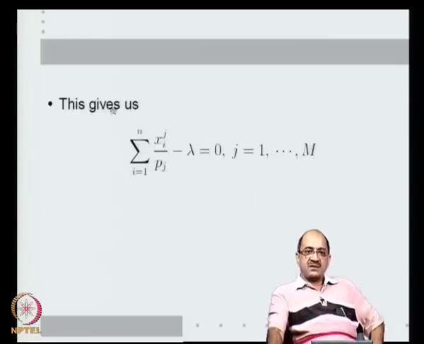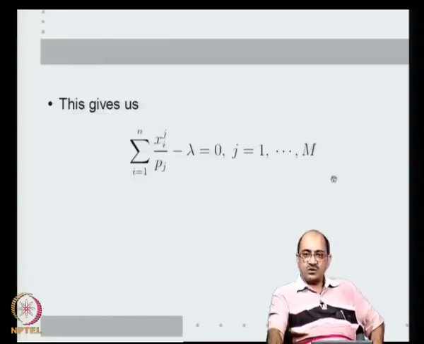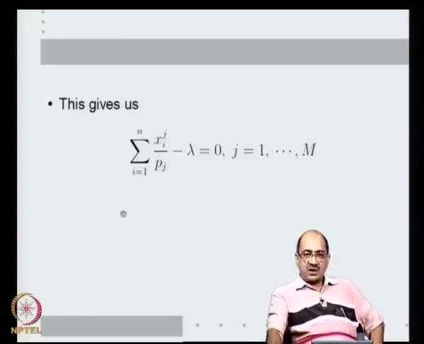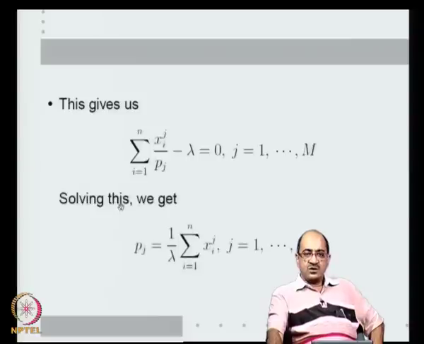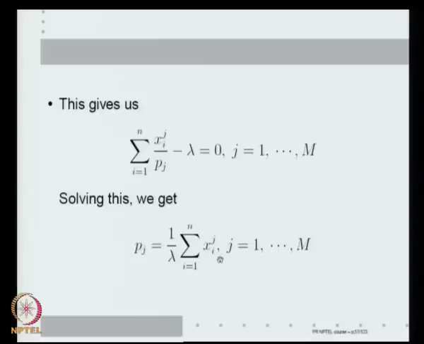So, when I equate the derivative to 0, I get summation i equal to 1 to n, x_ij by p_j minus lambda equal to 0, for j equal to 1 to m. These come from differentiating with respect to all the p_j's. I can solve this to get my p_j's as 1 by lambda summation i equal to 1 to n x_ij. Of course, lambda is a Lagrange multiplier, and I still do not know its value. I have to find the value of the Lagrange multiplier to complete my estimate.